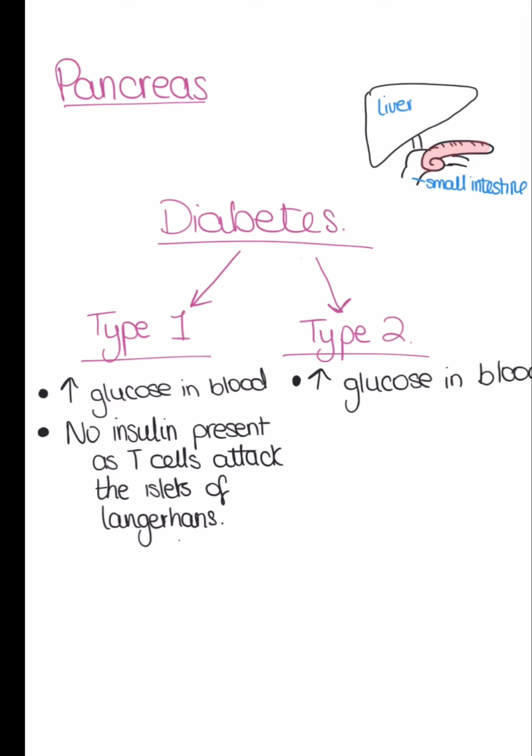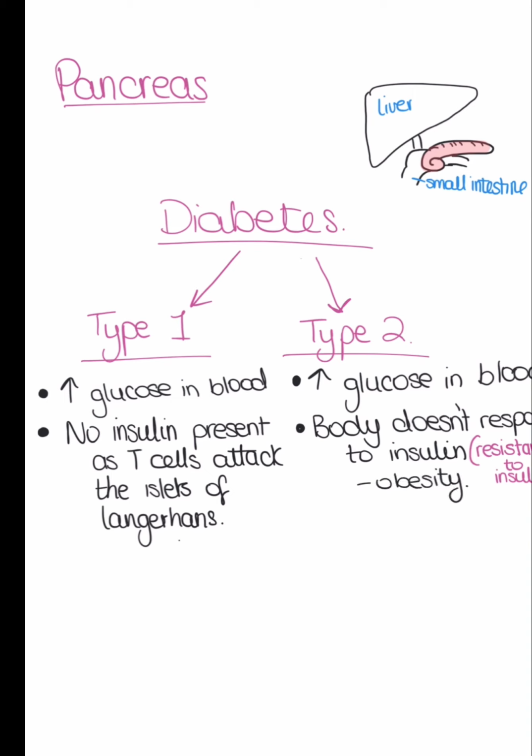Type 2 diabetes is the same in that there are high glucose levels in the blood. The body can make insulin, but the cells aren't responding to it. Why the cells don't respond to it is not fully understood, but some risk factors would be if a person is obese, a lack of exercise, or hypertension, or high blood pressure.